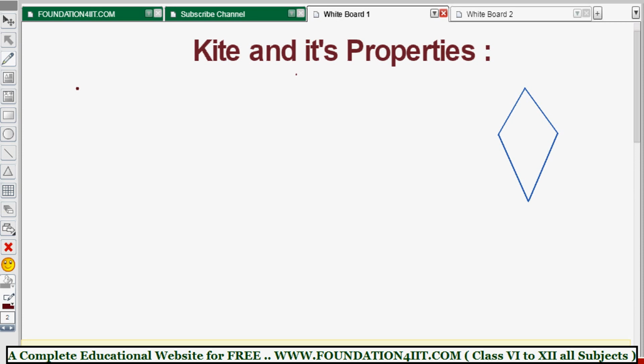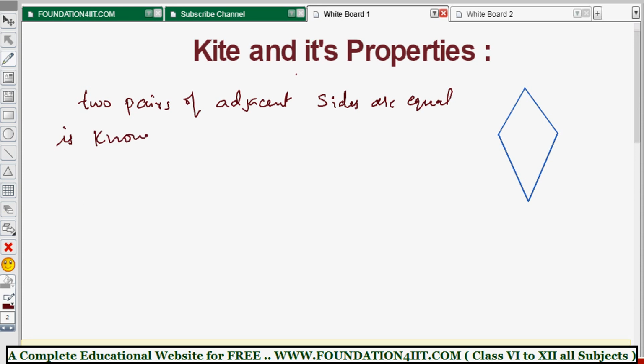So I'll explain the diagram. In any quadrilateral, if two pairs of adjacent sides are equal, then it is known as a kite. You already learned about adjacent sides. So this we can take as the definition: a quadrilateral in which two pairs of adjacent sides are equal is known as a kite.